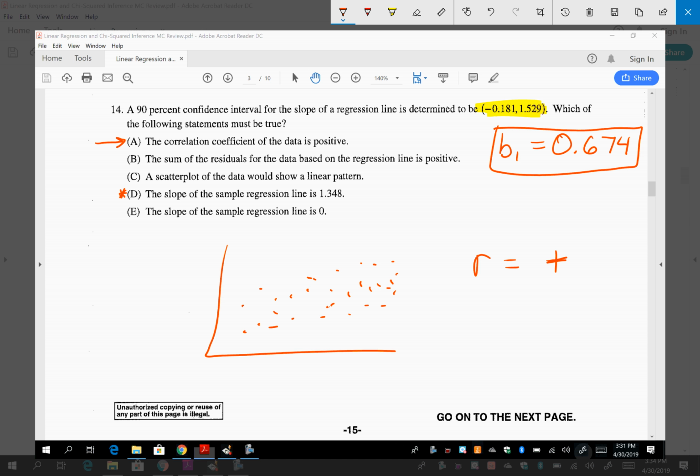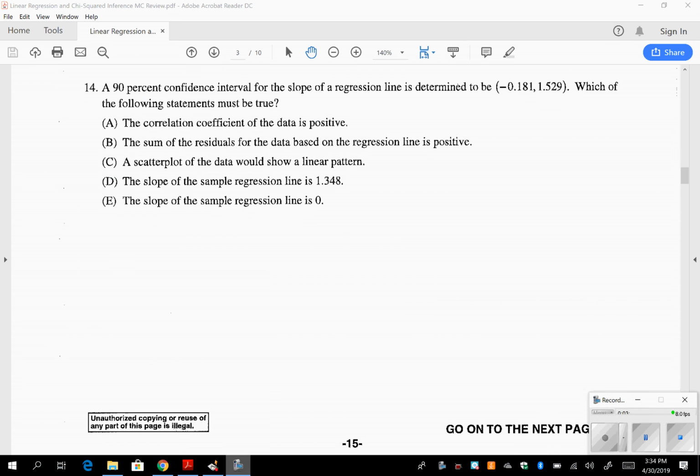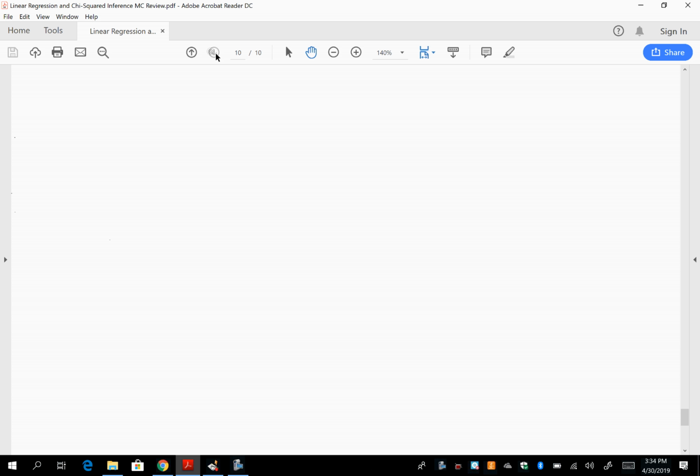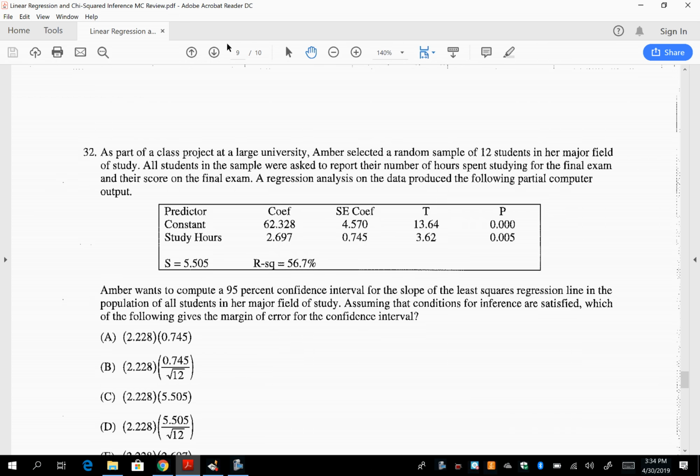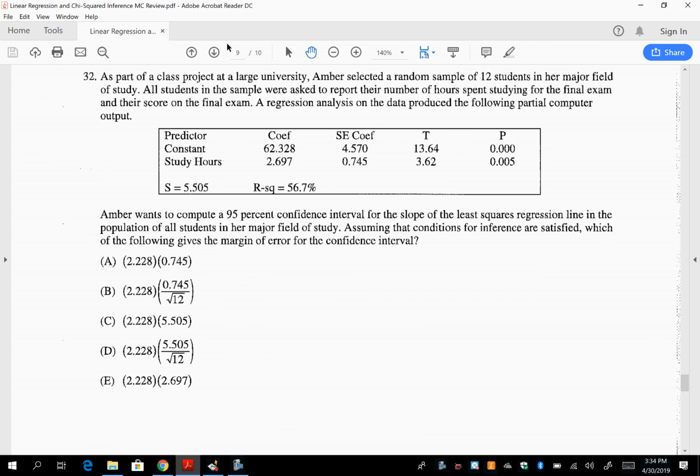Okay, let's go to the next one. Who's got another one? Which one? 32. The very last 32. I see. With Amber. The very last 32. Am I on the right one? Okay.